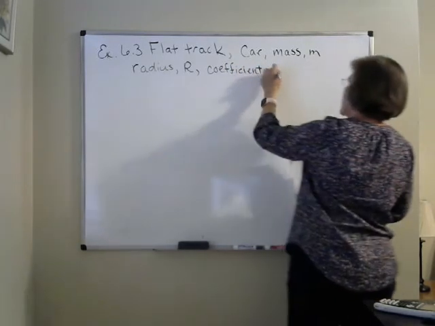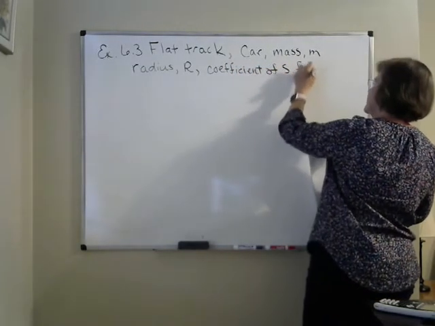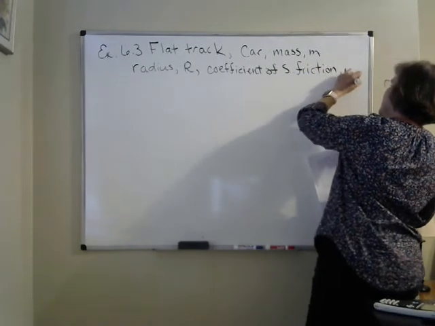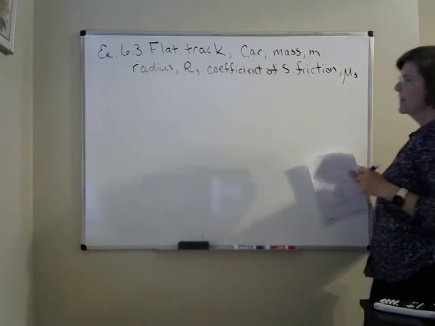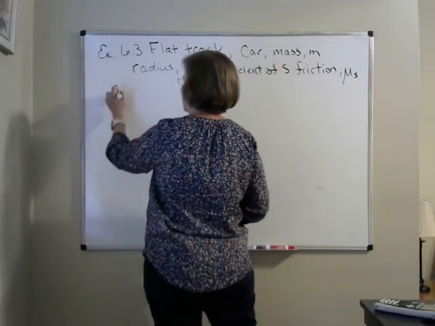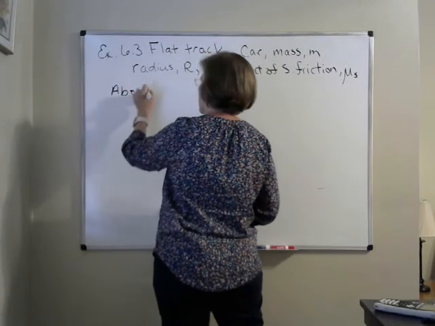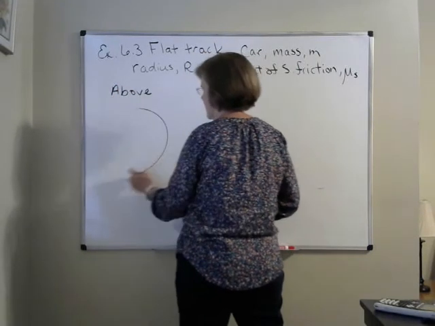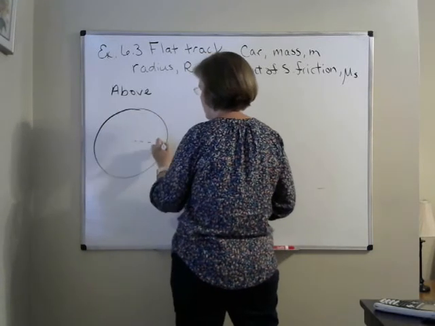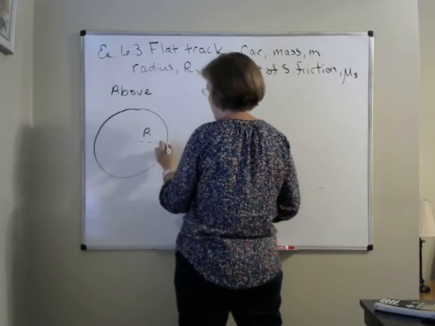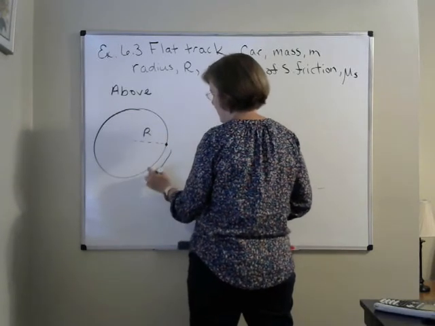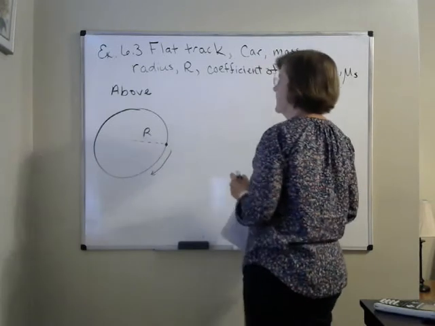And this is static friction, and we're going to call that mu s. Right. Think about this. If we look at it from above, the problem looks like this. You've got a circular track. It's got a radius of r. You've got a car that's traveling in that circle that way. That's what it looks like.